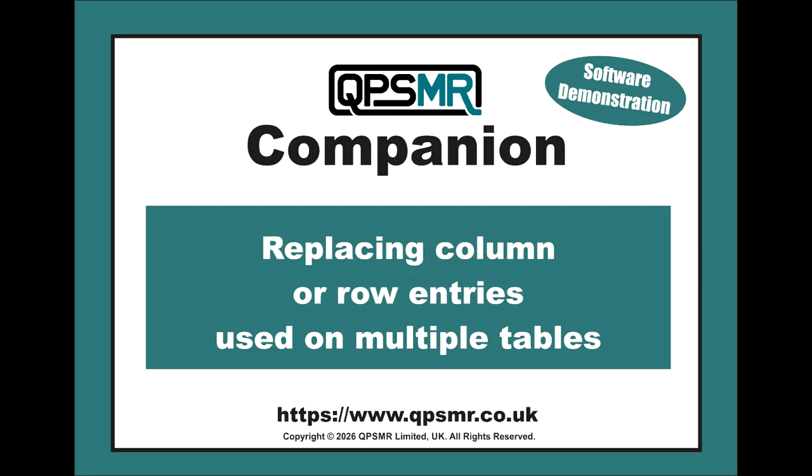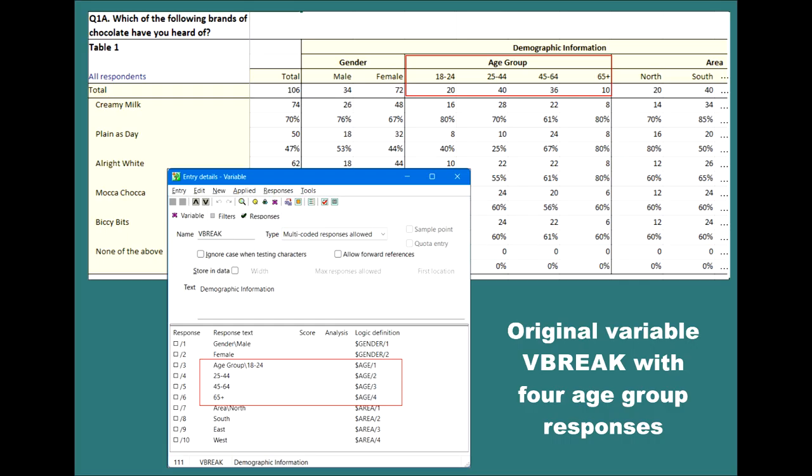This short QPSMR companion video shows how you can easily replace entries used as the columns or rows on multiple tables with just a few clicks. In our analysis, we used an entry called VBreak as the columns for some of the tables. As you can see, this variable has 4 age group responses.